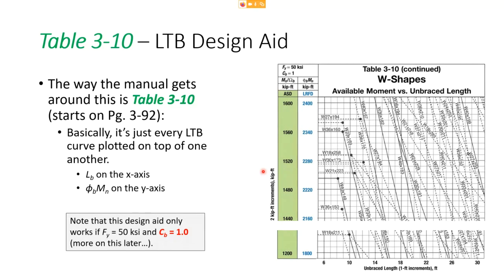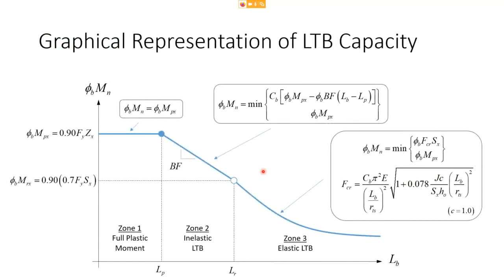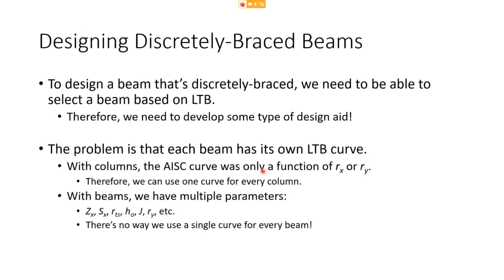Now, if you look at table 3-10, it starts on page 392, and there are pages and pages that look like this. It looks like some Spider-Man nightmare. There are just these lines and dashed curves all over the place. It looks like a mess. But what it is is just this curve for every beam, all plotted on top of one another. So it's just that shape.